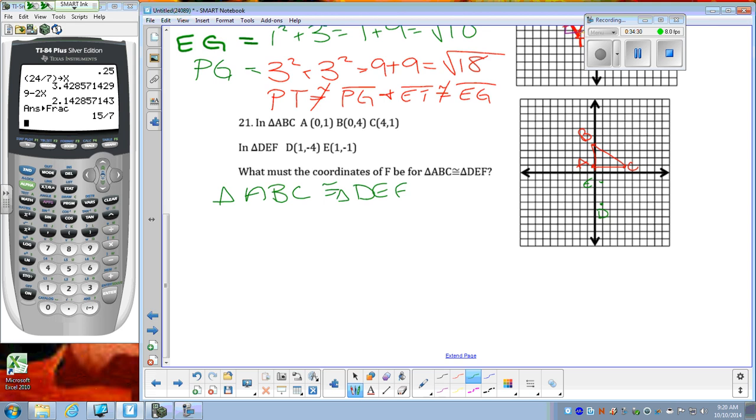Well, I have my vertical piece, but I need my horizontal piece. So I know that AC should be congruent to DF. Since AC is 4, for F, I want to go over 4. So there is one potential point for F, and that potential point is 5, negative 4. So there is that triangle. I also could have gone to the left 4, in which case that potential point would be negative 3, negative 4.